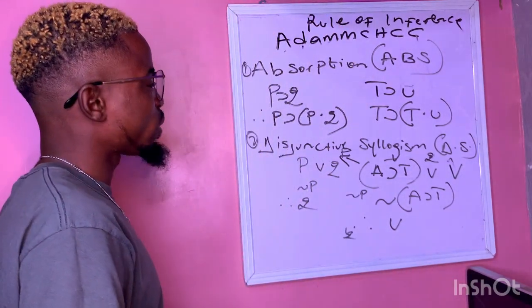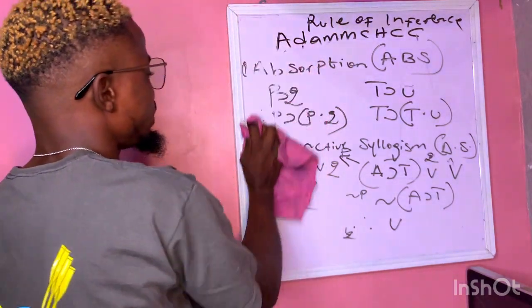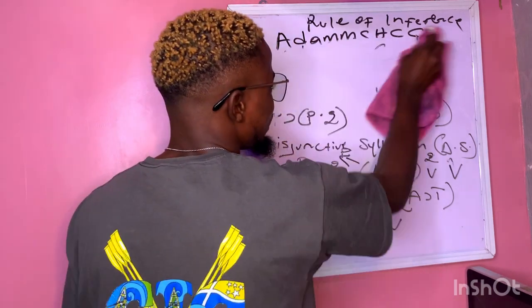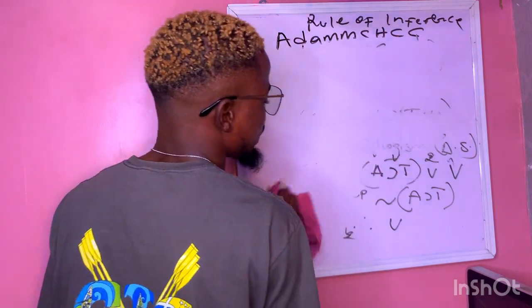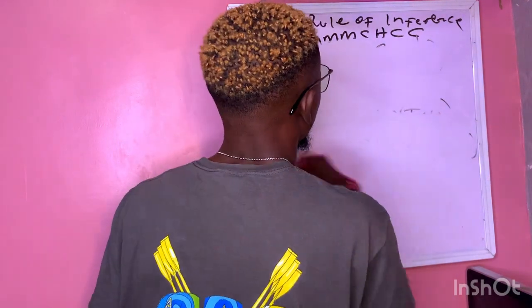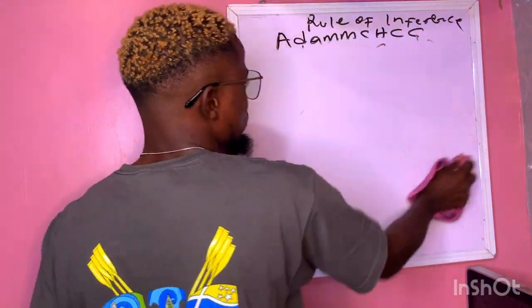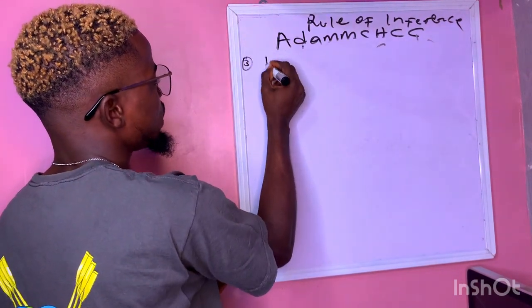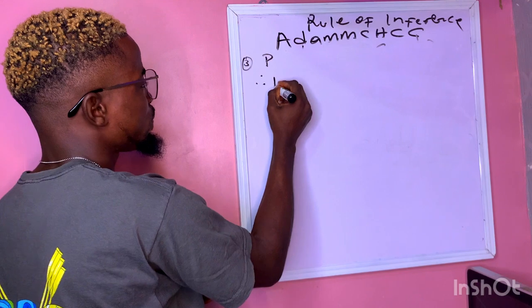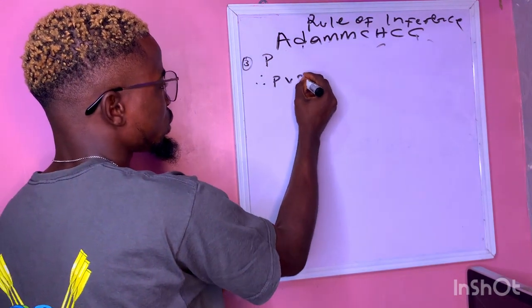So when you start applying those rules, you see that you will not even be saying P and Q anymore. So you don't really get used to P and Q and be looking for P and Q every time you want to make use of the rules of inference. So the third one that we'll be discussing is addition. Addition says that P, therefore P or Q.